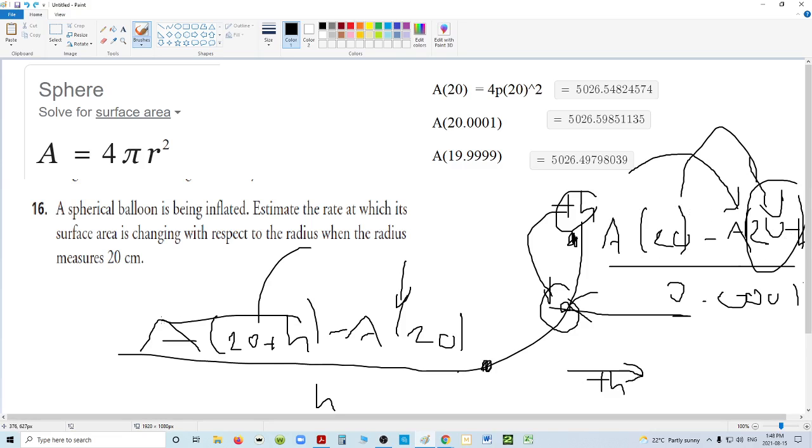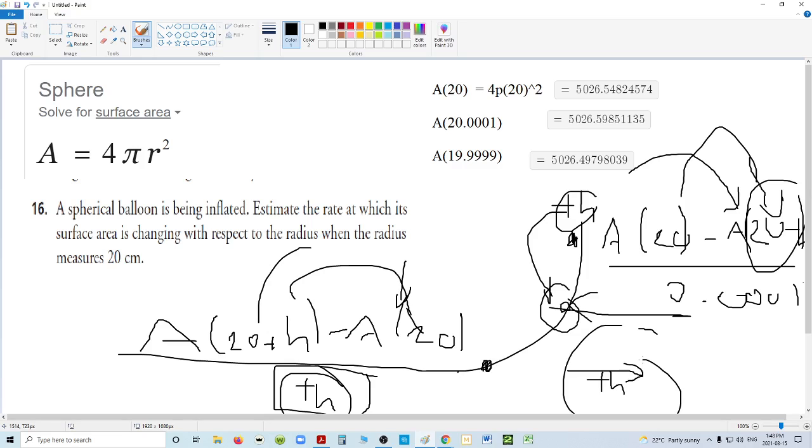If you're looking at a point that's just after the point of interest, you have to put that one first minus that one if you're going to leave the h as a positive h. And generally speaking, mathematically, this is the sound method to do it. So keep that in mind.